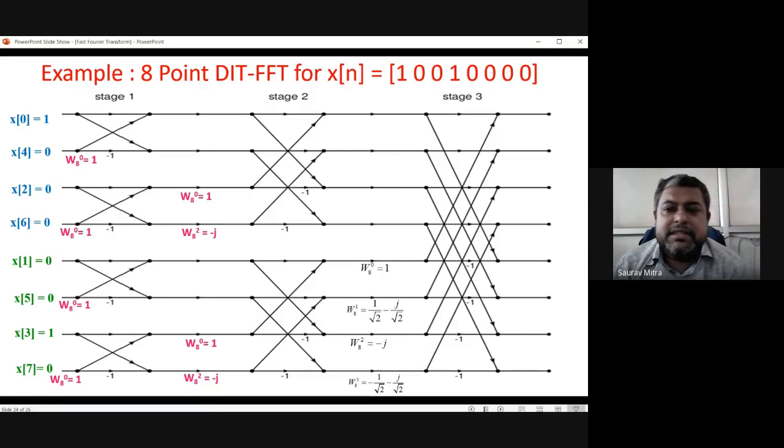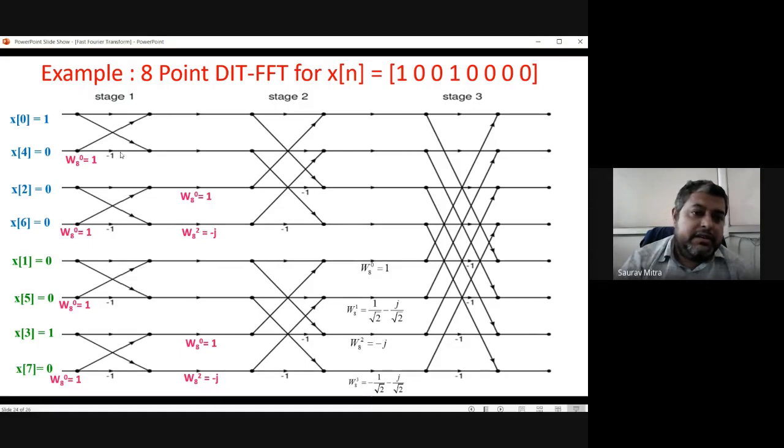So let us check one very simple discrete time sequence, which is 1001 0000. So this is x0, this is x1, x2, x3, x4, x5, x6 and x7, and whatever output will come, that we are supposed to find out by DIT FFT algorithm.